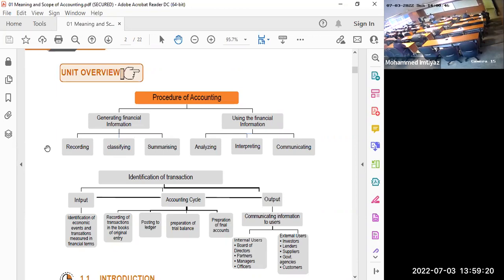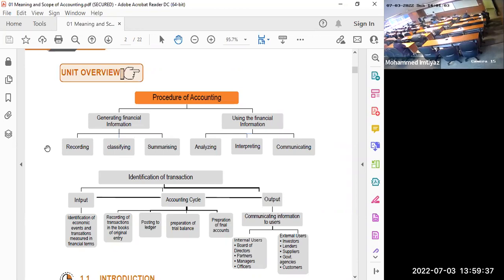Then customers, as we just discussed, the customers of the company, and even employees. Employees are not mentioned here, but employees are also one of the parties to whom accounting information is supplied or required. So these are all the accounting information users.